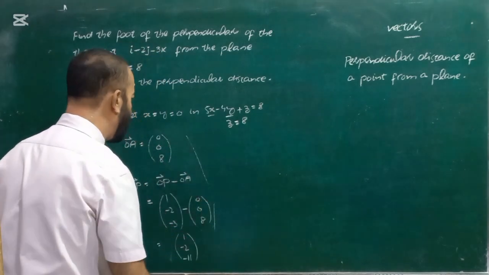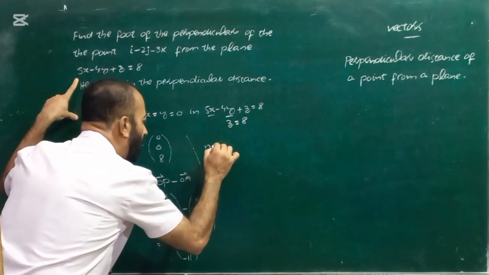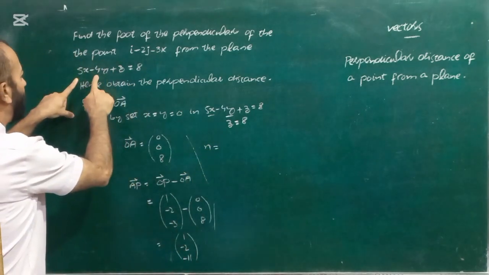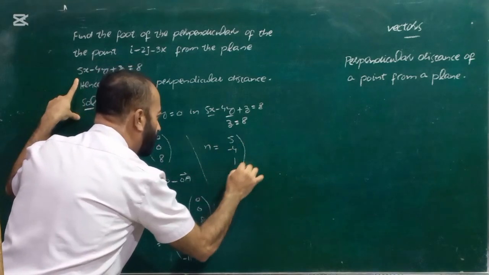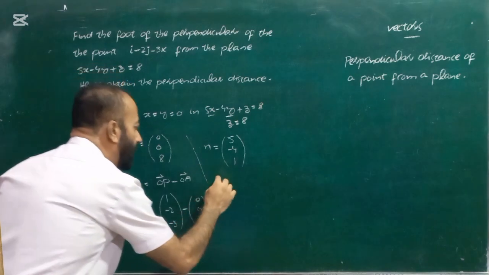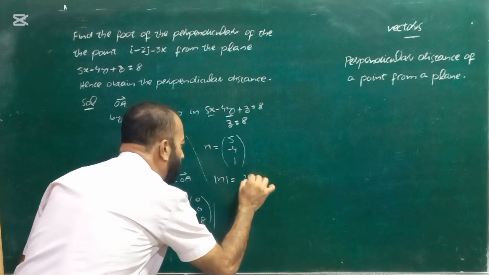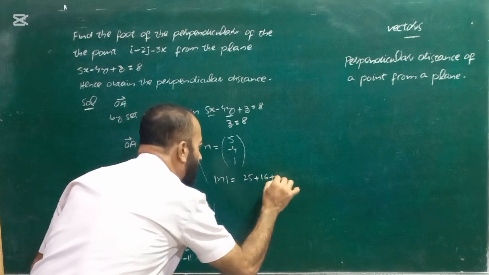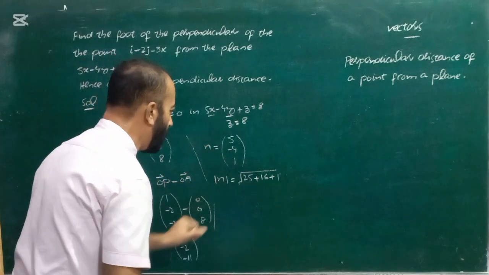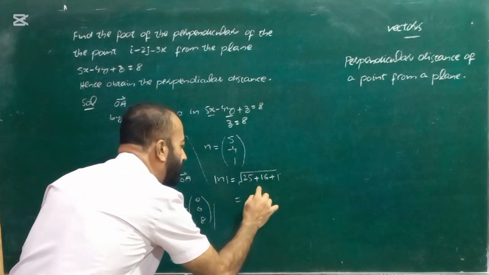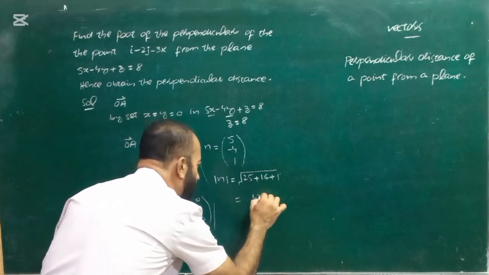Okay, the next thing that is required is the normal vector. The normal vector is 5, minus 4, 1. Okay, the next thing that is required is n magnitude. That will be equal to the square root of 25 plus 16 plus 1, because the magnitude's formula is the square root of x square plus y square plus z square. So from here, 25 plus 16 is 41, plus 1 is 42, so square root of 42.